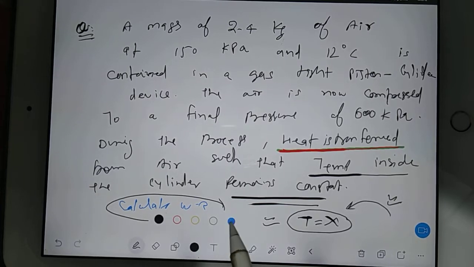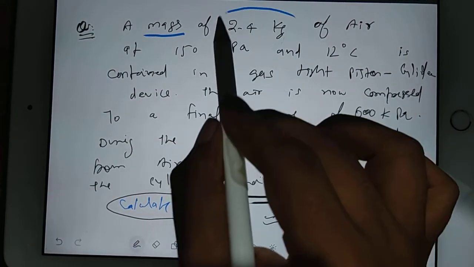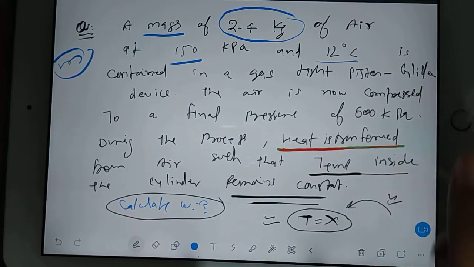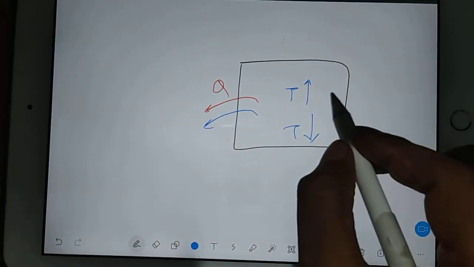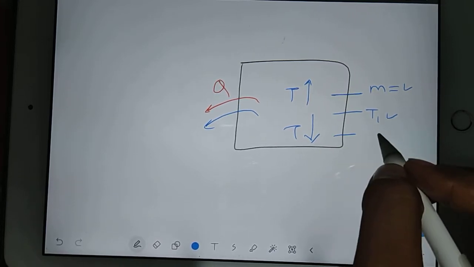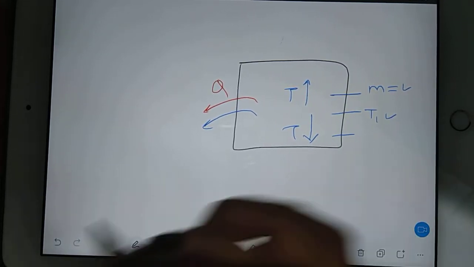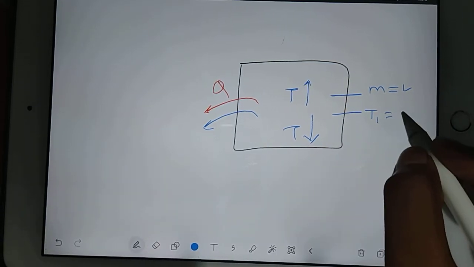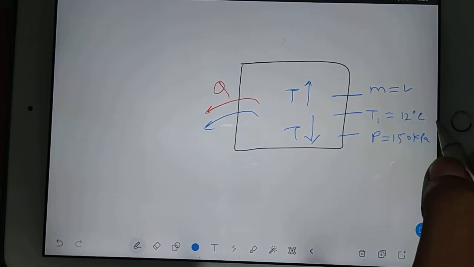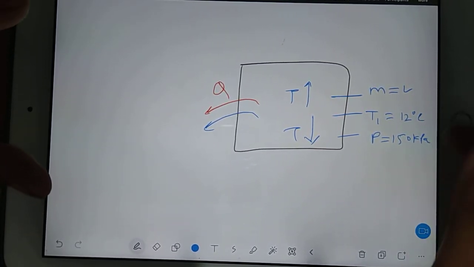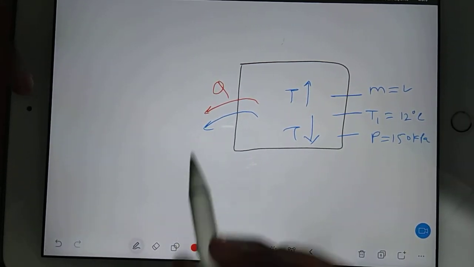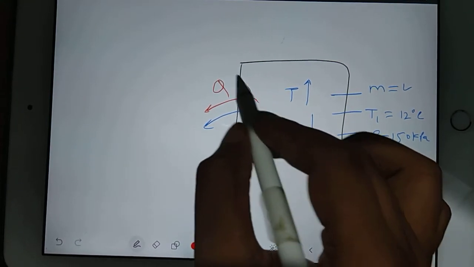Now see the given data. A mass of 2.4 kg. Okay, mass is given, at 150 and 12 degrees. It means in the piston, in the beginning, your temperature was 12 degrees Celsius, pressure was 150 kilopascal. Then they are saying the air is now compressed to a new pressure. You are compressing the air. How are you compressing the air? By taking the heat out.